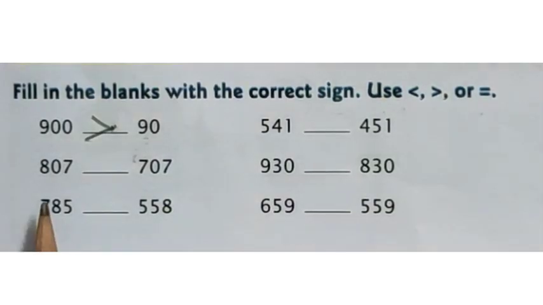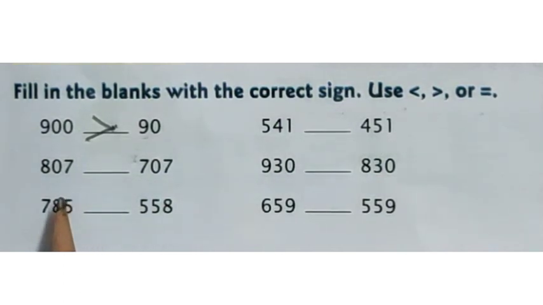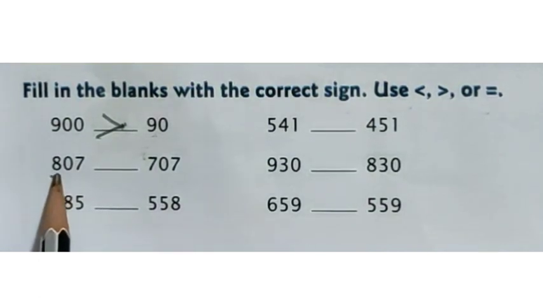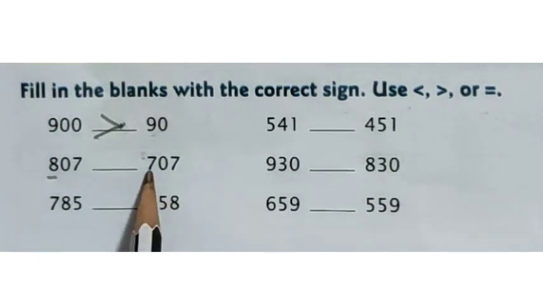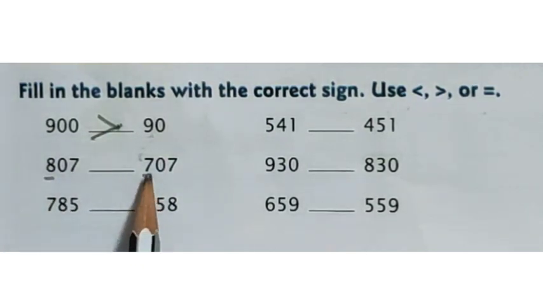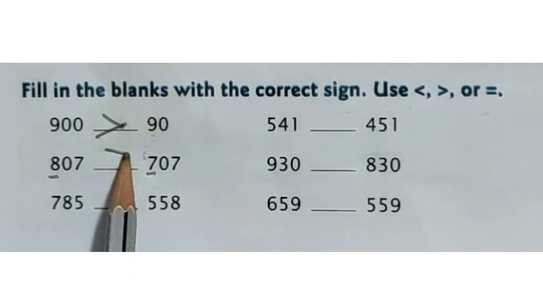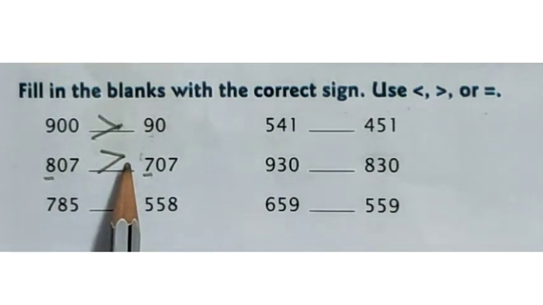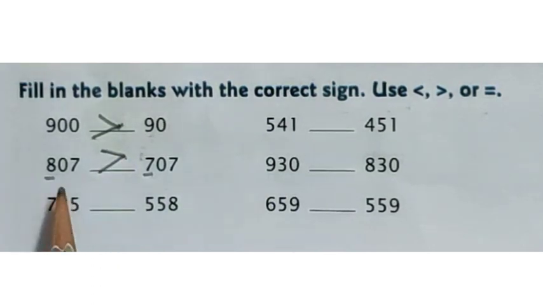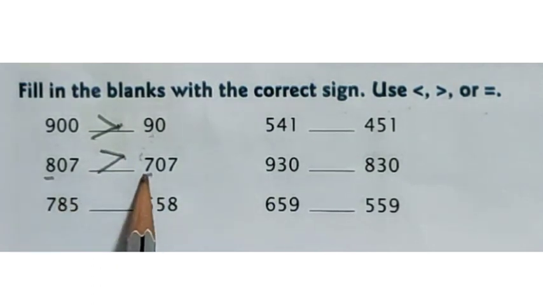Now let us compare 807 and 707. Both are 3-digit numbers. In a 3-digit number we have to compare the hundreds place first. Here in the hundreds place we have 8 and here it is 7. Now which is smaller? Is it 8 or 7? It is 7. So write down the greater than sign. Remember that this pointed side should point to the smaller number. 807 is greater than 707.